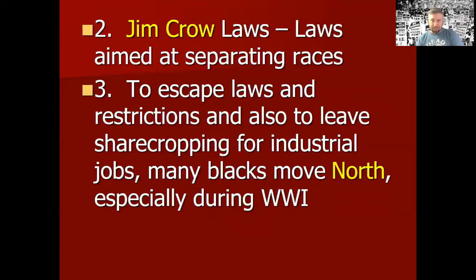So what we see during this era are the development of what are called Jim Crow laws. And these are segregation laws. These are laws aimed at separating the races.